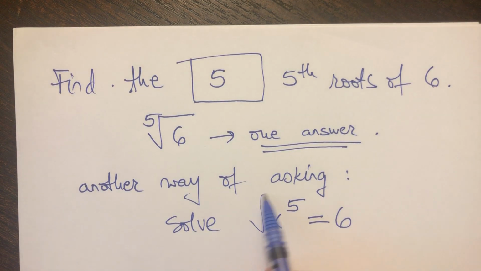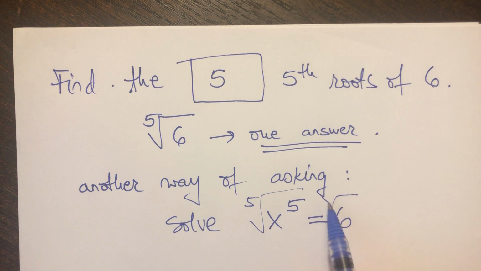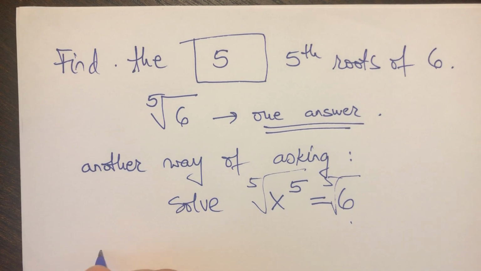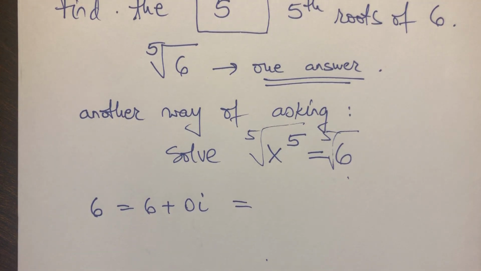Now, of course, one of them is to take the 5th root and put this in your calculator, and you got that. But that's just the one real answer that your calculator can find. The other 4 have to be imaginary. So, how do I find them all? Easy. Take the number 6 and put it in trigonometric form.